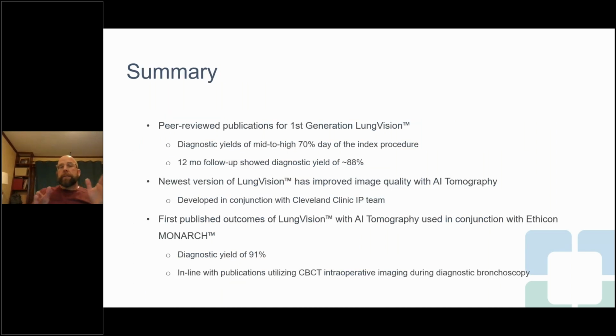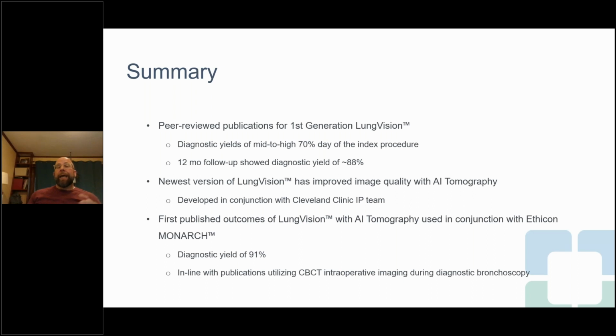Now, we see some peer review publications with the first generation of lung vision, and we had diagnostic yields that were mid to high 70s on that index procedure. That's day of procedure, rapid on-site evaluation. And then one study that shows a 12-month follow-up with a diagnostic yield of 88%.